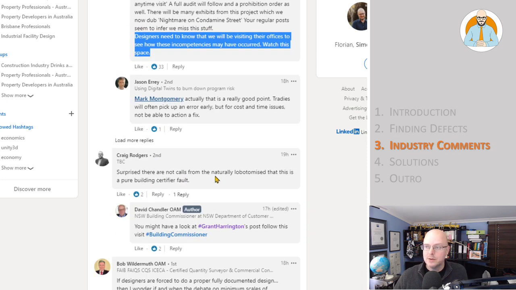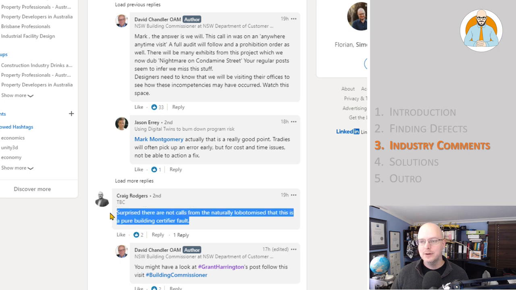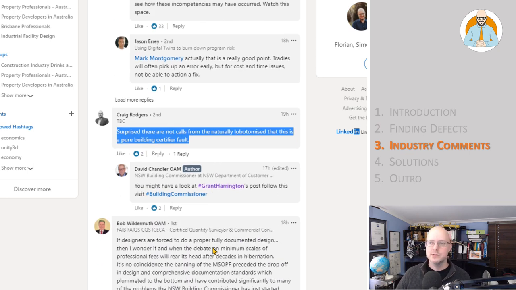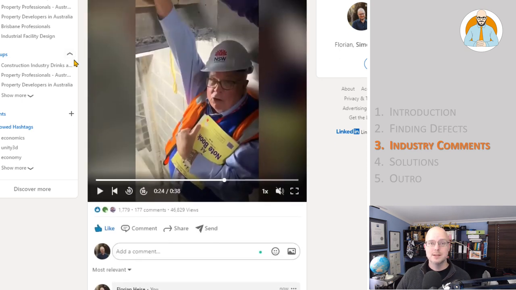Surprised there are not calls from the naturally lobotomized that this is a pure building certifier fault. This is the thing. You've got a whole lot of people blaming the certifiers. It's just because they don't understand the industry. Okay, it's not the certifier's responsibility. And honestly, we're going to see more and more of these type of defects, guys.